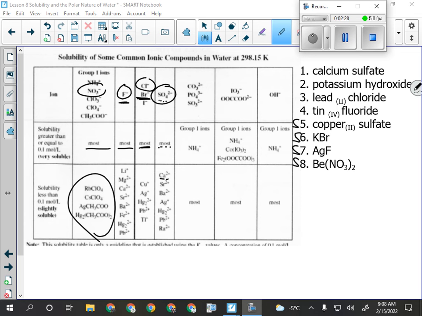Any questions on the solubility chart then?